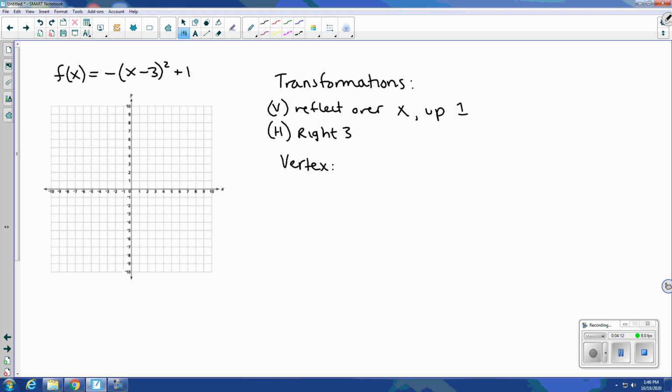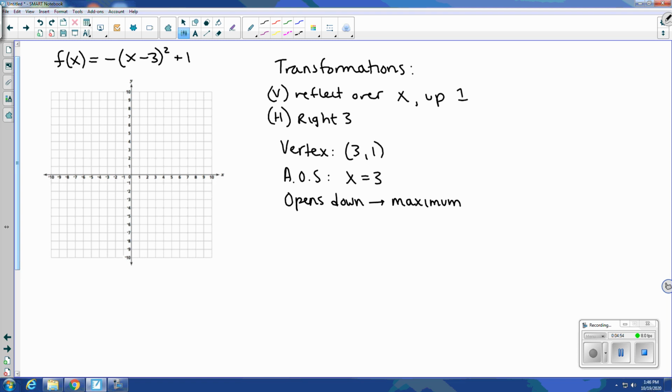We can identify the vertex through the translations. So if I start at 0, 0 at the parent and I move right 3, up 1, I am now at 3, 1. That gives me the axis of symmetry location of x equals 3. We know this opens down because of that reflection over x, so we can add that in. So opens down. And let's add in one extra feature that we did not talk about in the last problem: if we open down, we know we have a maximum point. So before, if it opened up, we had a minimum point.